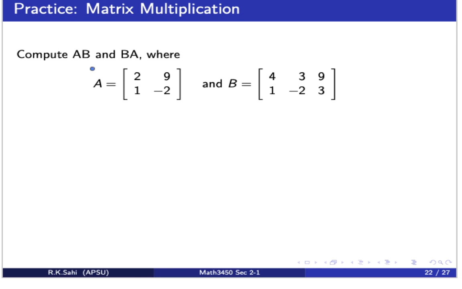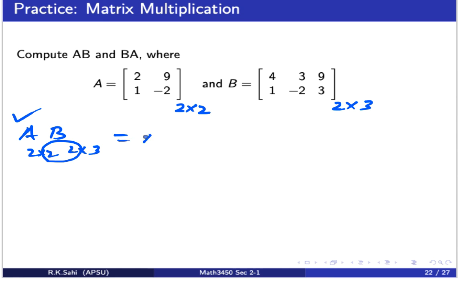Now here, you have to be careful. These are not the same size matrices. So A is what? A 2 by 2 and B is a 2 by 3. Okay, so when we do a 2 by 2 with a 2 by 3, let's see first whether matrix multiplication is possible or not. 2 by 2 and 2 by 3. Oh, great. These two are the same. Yes, AB is possible. Your new matrix AB will be 2 by 3.